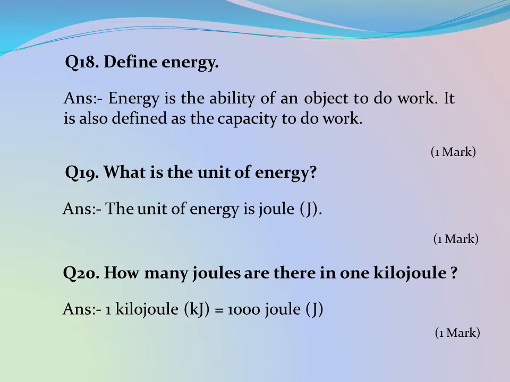Question number 19. What is the unit of energy? Answer: the unit of energy is joule, J. Question number 20. How many joules are there in 1 kilojoule? Answer: 1 kilojoule, kJ, equals 1000 joule, J.